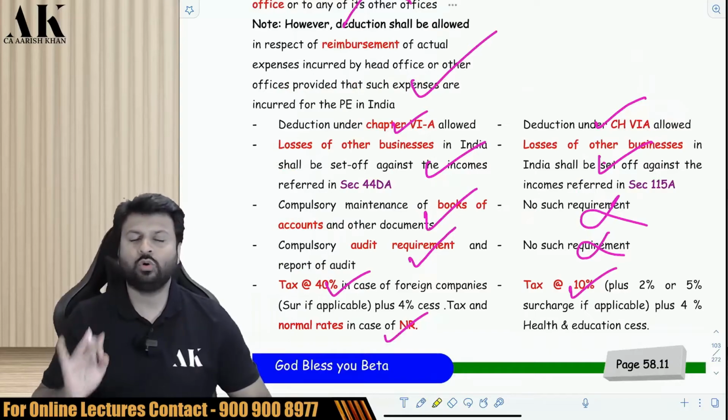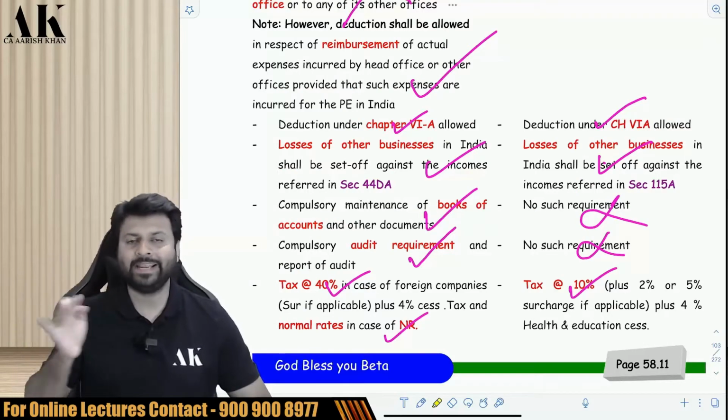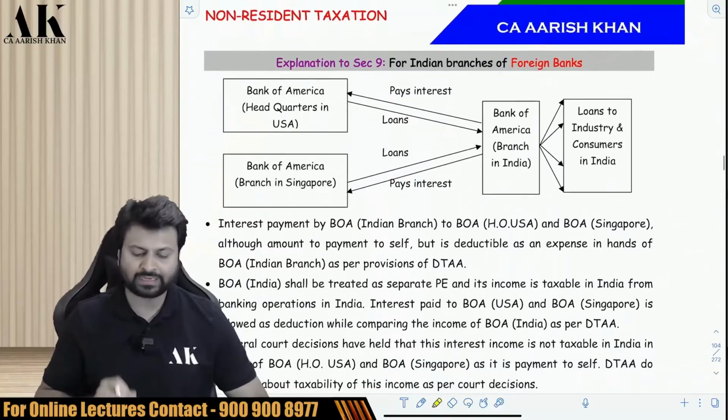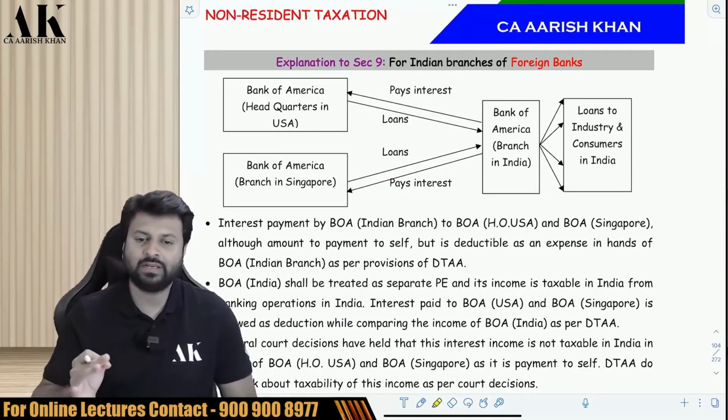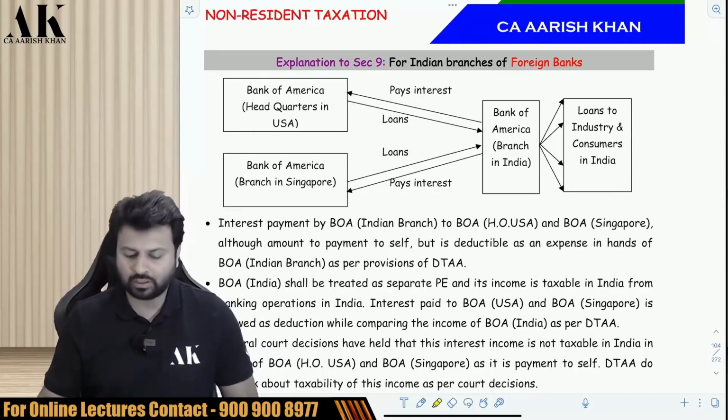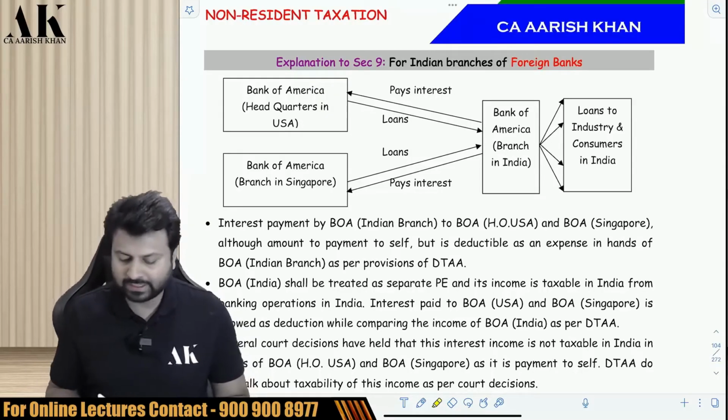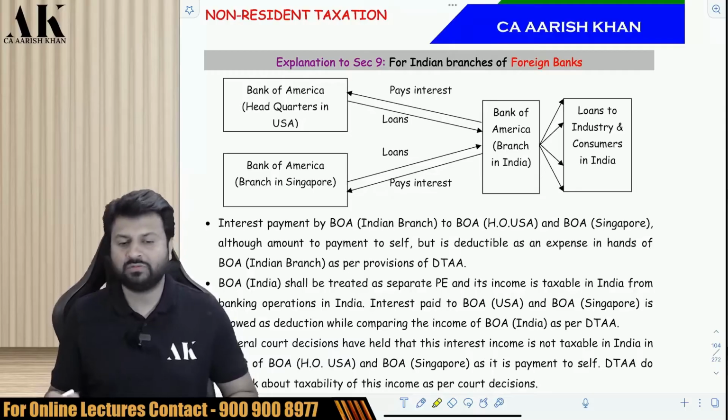The next provision is only for foreign banks having Indian branches. If a foreign bank is having an Indian branch, then this provision is applicable. Otherwise, this provision is not applicable. So there is one explanation which has been put by the government over here. So let's take an example. This example will help you to understand exactly what this provision has to say.